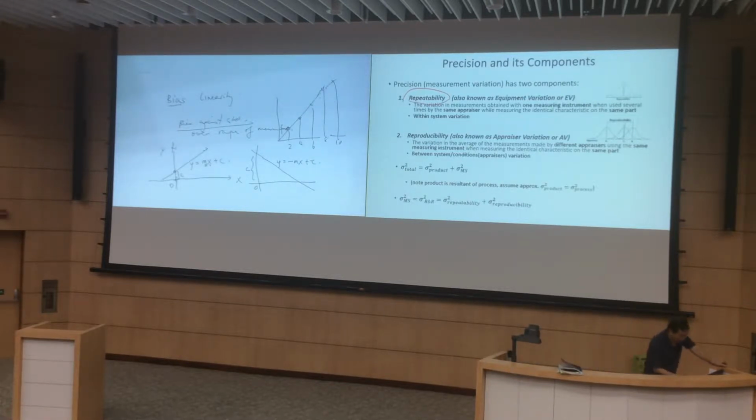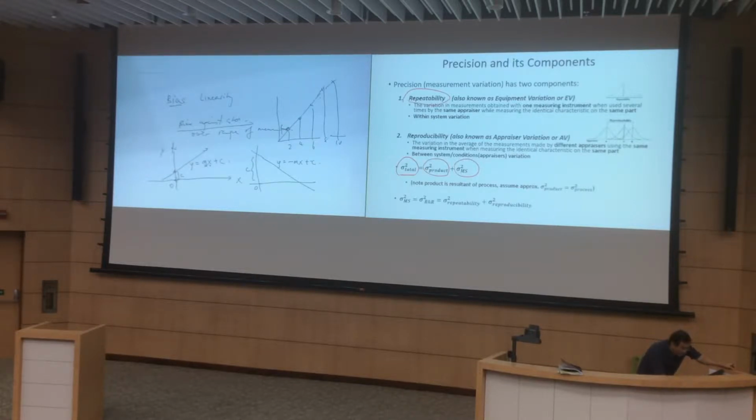Now, the total variation. In chapter 2, we talked about the additive nature of standard deviations and variances. Standard deviation cannot add, only variance can add. Additive. So the total variation of a product is the variation of the product itself and the variation due to the measurement equipment.